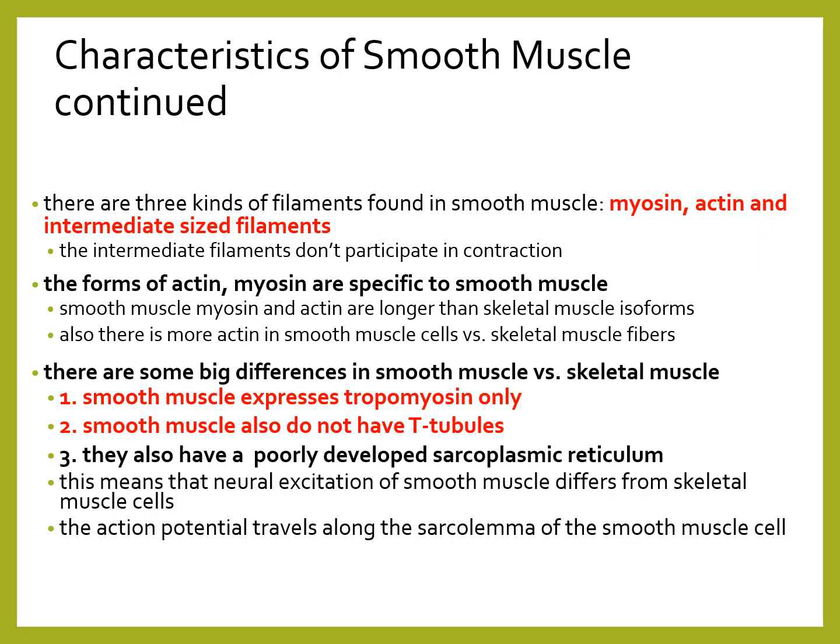So the neural excitation, the generation of an action potential coming from the neurons, is going to be a little different in a smooth muscle. We're going to see, yes, that neurons can stimulate smooth muscles to contract. We're going to see that an action potential can form in smooth muscle and that it will travel along the sarcolemma. But beyond that, it's going to be really, really different versus skeletal muscle cells.